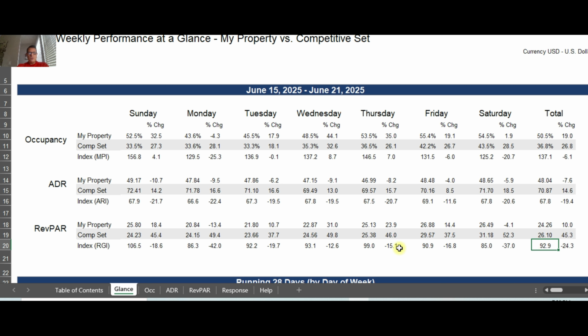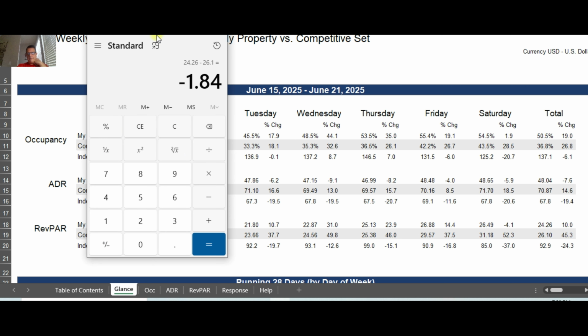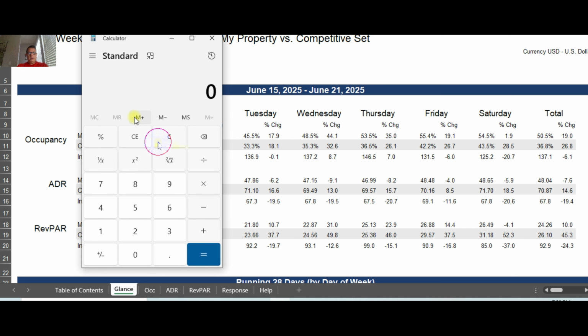So the way I do that is you just get your calculator out, and you take 24.26, which was our RevPAR, and you subtract it from the comp set's RevPAR, which was $26.10, and you get $1.84. So we're $1.84 short on our RevPAR for the week. Now, if I multiply that times the number of rooms that this hotel has, remember, you're basing this on all the rooms in the property.